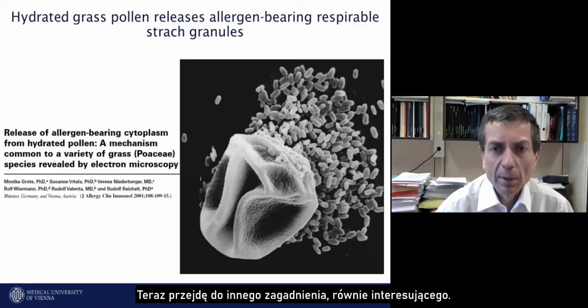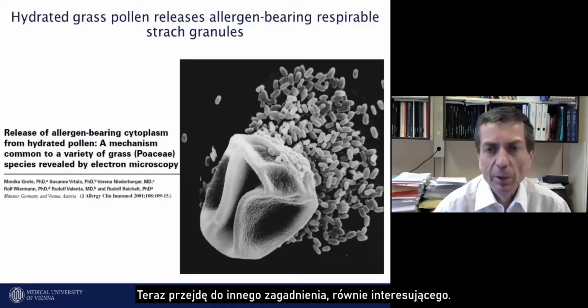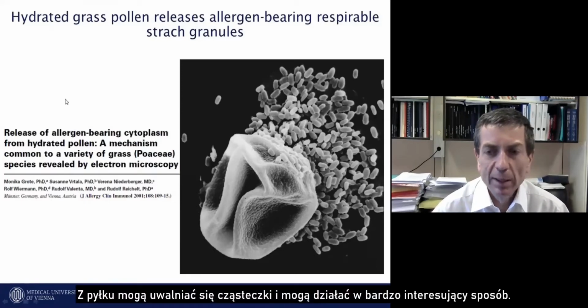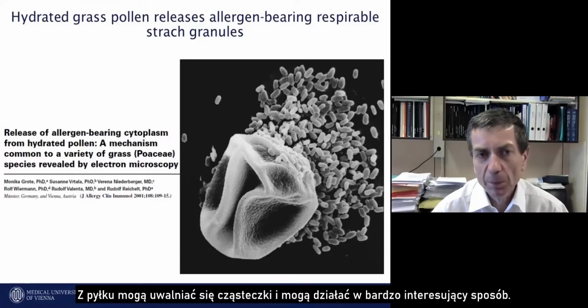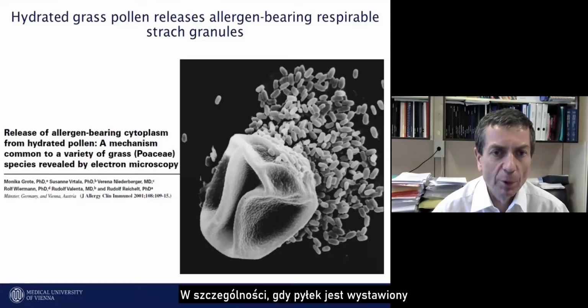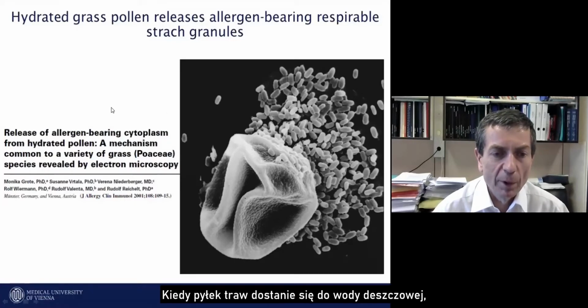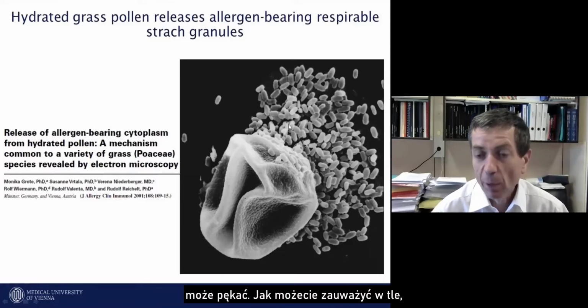Now let me come to another issue, and it's a very interesting one. It relates also to pollen, and pollen can actually release particles and can behave in very interesting forms, in particular when pollen is exposed to rain. Birch pollen can in fact germinate. Grass pollen can do something different. When grass pollen comes into rainwater, grass pollen can rupture.